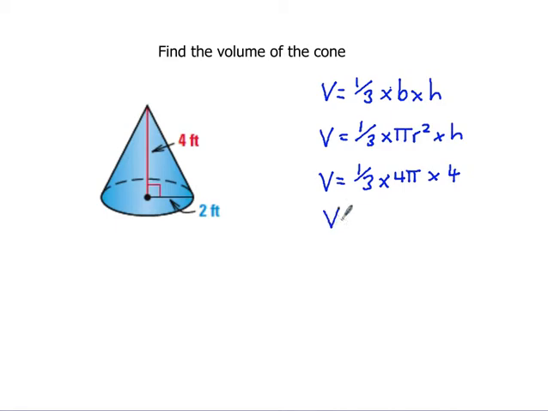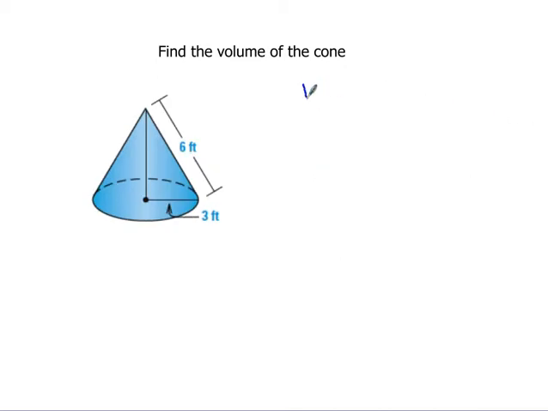So I can either leave this in terms of pi, which would be 4 pi times 4 is 16 pi. A third of that will just be that divided by 3, so I could leave that as 16 pi over 3, and it's a volume, so it'll be feet cubed, or I can get my calculator out and switch that to an actual value as a decimal. So that'll be 16.8 to 1 decimal place.